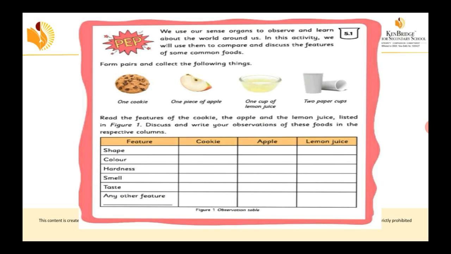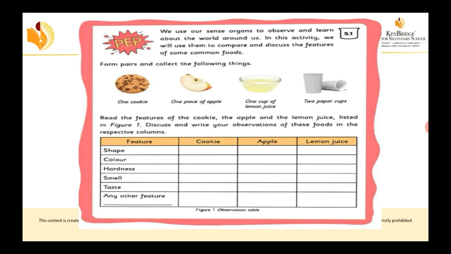So see, first you should take cookie, apple and lemon juice. So you have to observe these three things and you should categorize what is the shape of the apple, cookie and lemon juice, color, hardness, smell, taste. So for example, what is the shape of cookie? It's a round shape. What is the shape of an apple? Round shape. What is the shape of lemon juice? Does lemon juice have any shape? No shape. So like that.